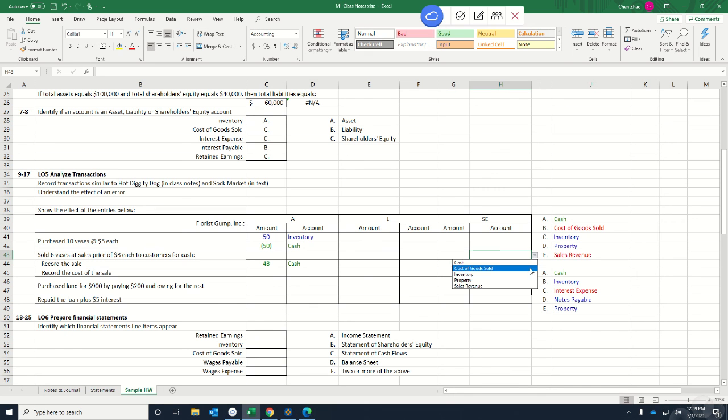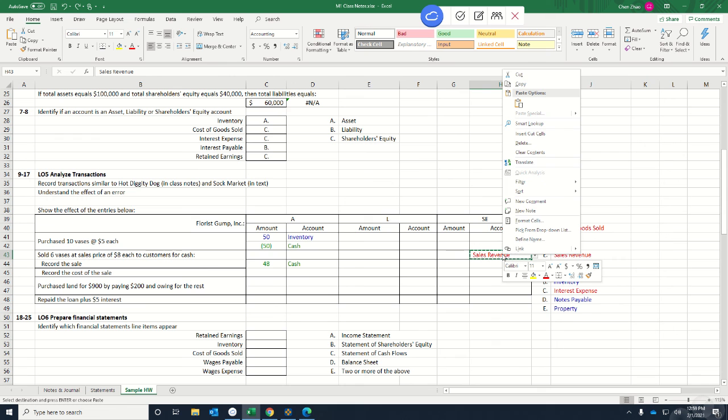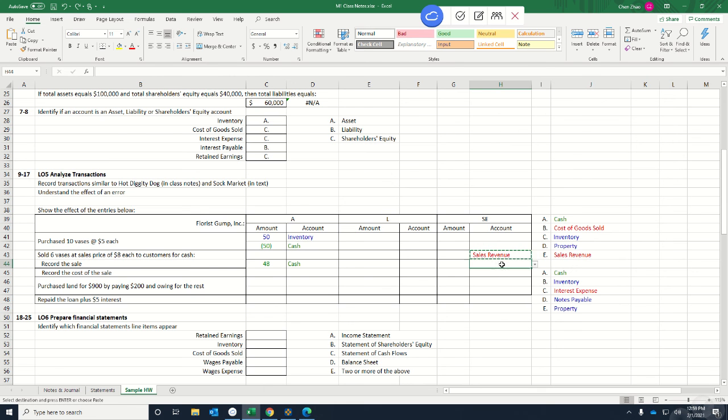So shareholders' equity will do sales revenue, right? Sorry, this one, shareholders' equity. Let me see if we can. Okay, you can just do a cut and paste here. I'm sorry, there's something wrong with it. Do you know how to do that? So click this cell and click cut, and then you click this cell that you want to paste, and you click paste, and then it will be there.